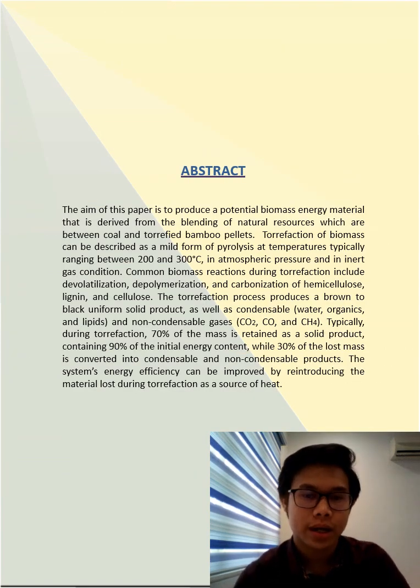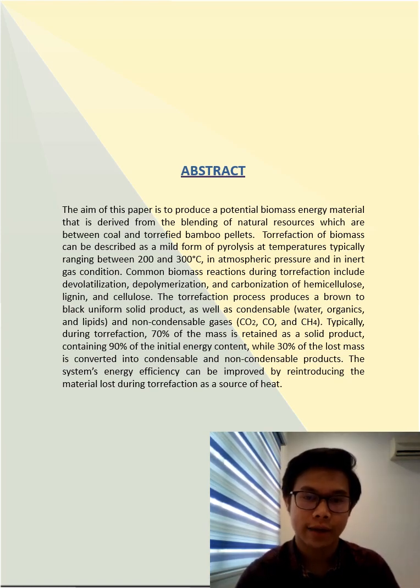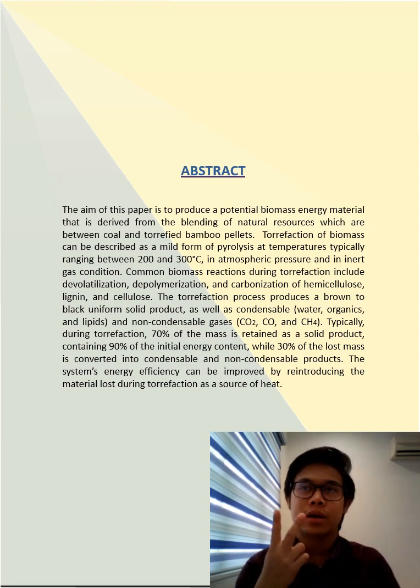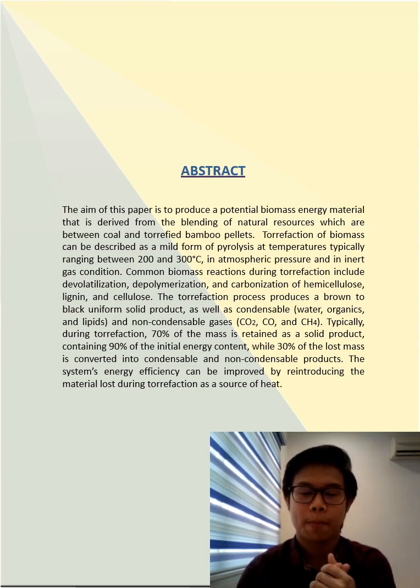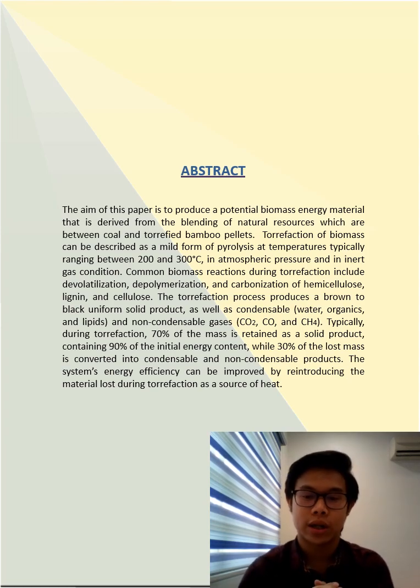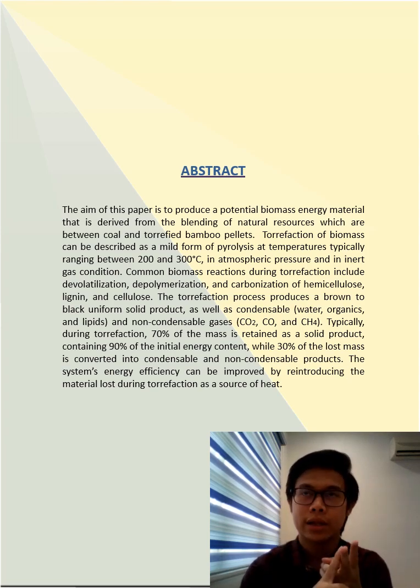For the abstract, the aim of this paper is to produce a potential biomass energy material that is derived from the blending of natural resources, which are coal and torrefied bamboo pellets. Before I explain further, I want to talk about the two types of energy: renewable energy and non-renewable energy. The non-renewable energy is called non-renewable because sooner or later it will be depleted. Examples are fossil fuel, oil, coal, and also natural gas.